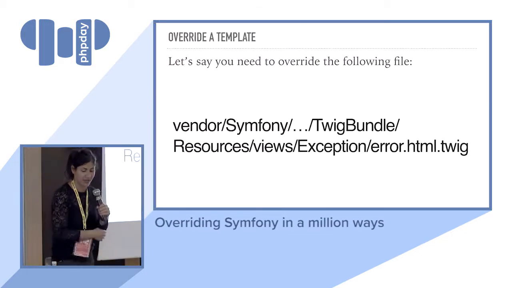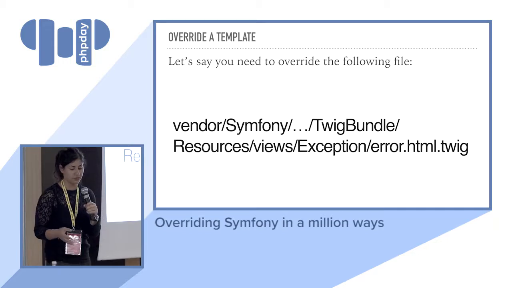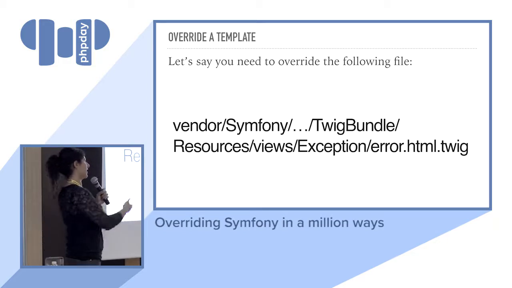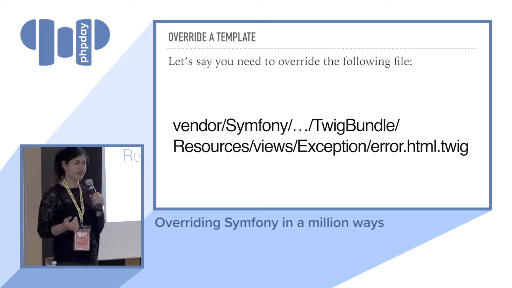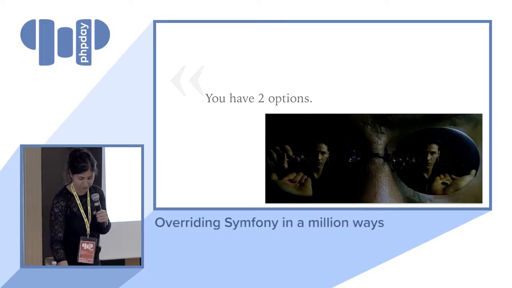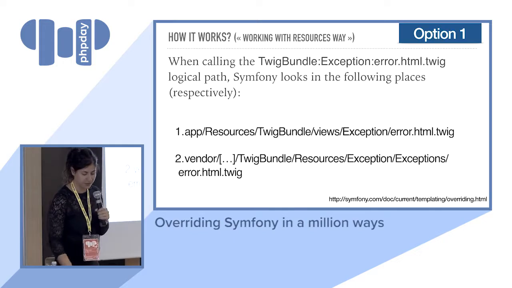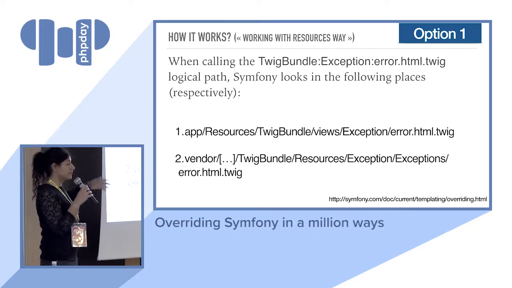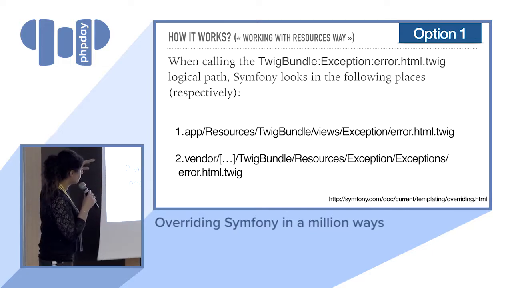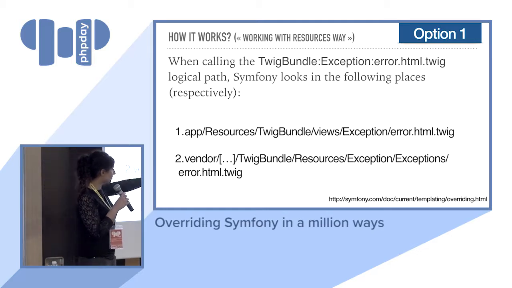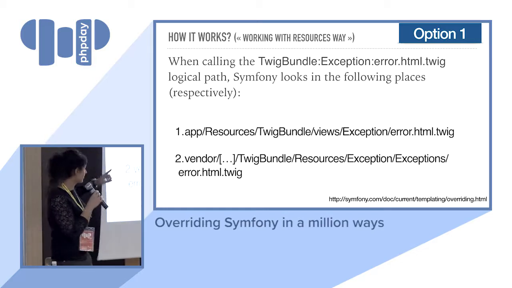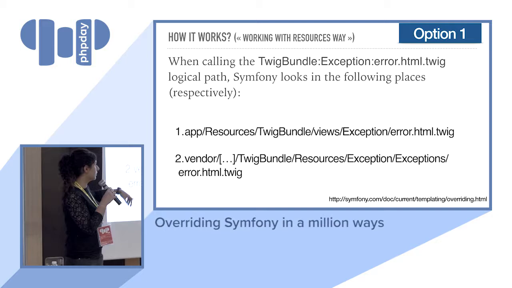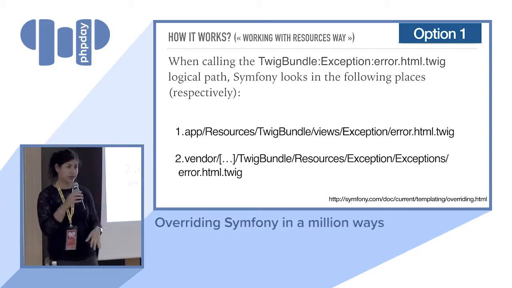Templates. This time, let's say you want to override the famous error.html.twig template. You have, again, two options. The first one is basically to just rely on the way Symfony works. Symfony says, okay, I'm going to look for this exception error.html twig first in the app resources twig bundle, and so on. And then I will look for it in the bundle directly.